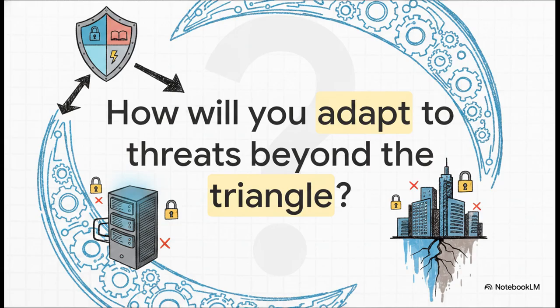So, the CIA Triad is your essential baseline. It's the foundation you're going to rely on every single day. But as you step into your new role, I want to leave you with this question. How will you adapt to protect this organization when the digital world bleeds into the physical one, and threats extend far beyond the triangle?